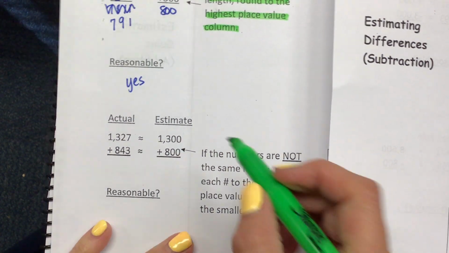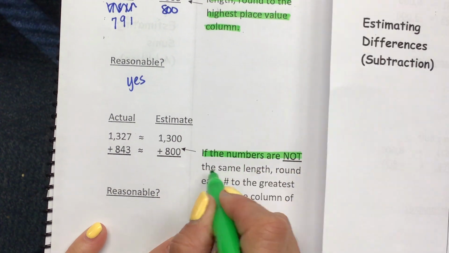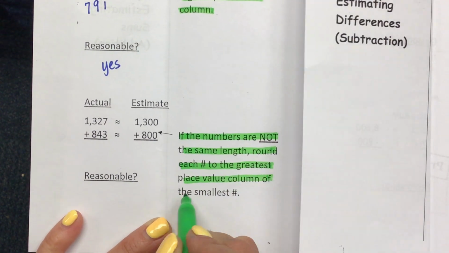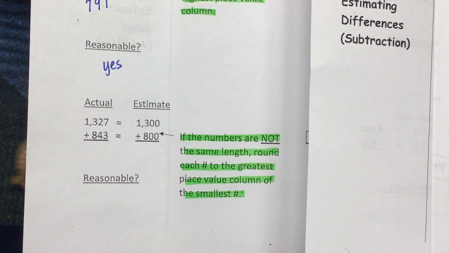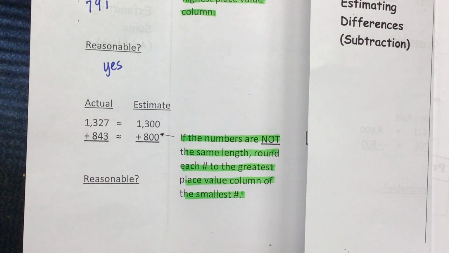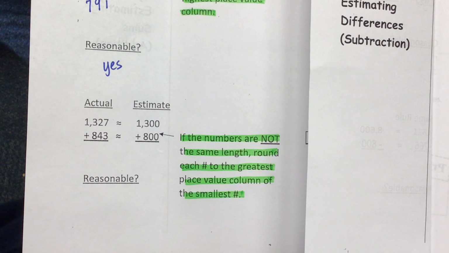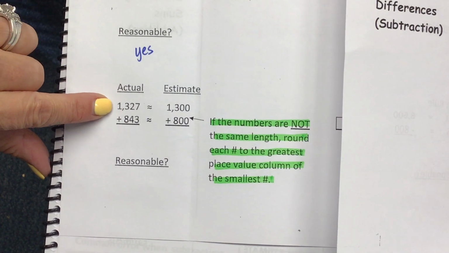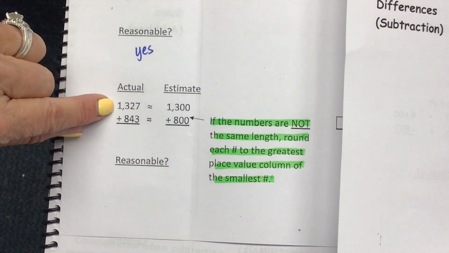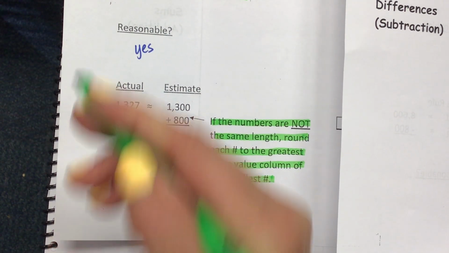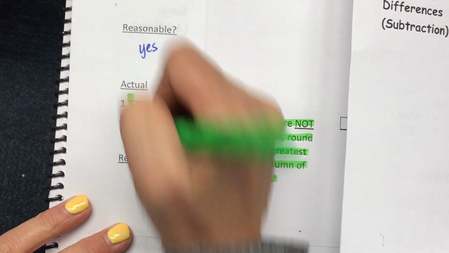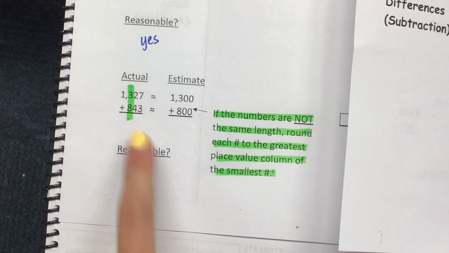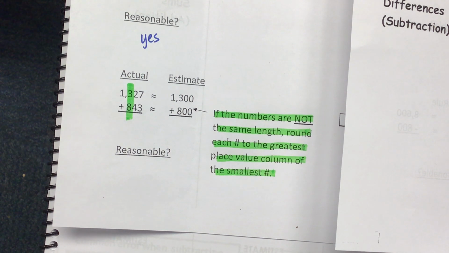Okay, if the numbers are not the same length, round each number to the greatest place value column of the smallest number, or the greatest column they have in common. The greatest column that they both have. They don't both have a thousands digit, so I'm not rounding to the thousands place. They do both have a hundreds digit. Highlight the hundreds column. Everyone highlight the hundreds column. That's where you're rounding to.